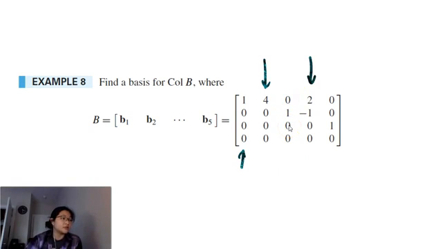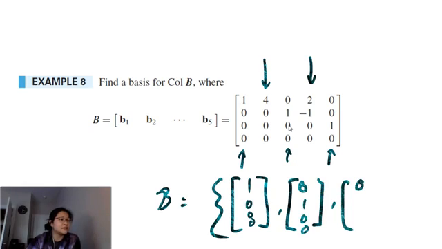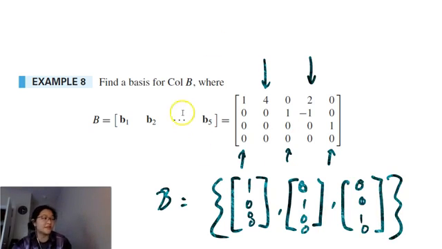And so we have 3 vectors that are useful, and so that is our basis, which curly B is going to be 1 0 0 0, 1 0 0 1 0 0, and 0 0 1 0. So there's our basis for our column space.